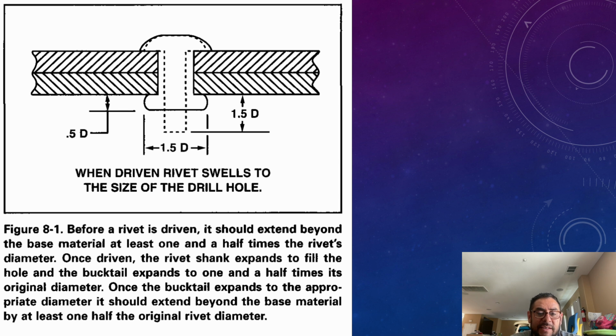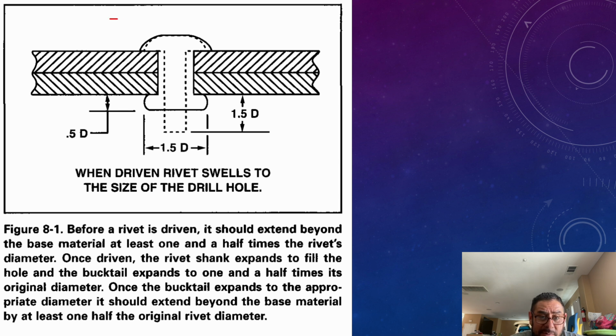Before a rivet is driven, it should extend beyond the base material at least 1.5 times the rivet's diameter. Once driven, the rivet shank expands to fill the hole, and the bucktail expands to 1.5 times its original diameter. Once the bucktail expands to the appropriate diameter, it should extend beyond the base material at least 1/2 the original rivet diameter.